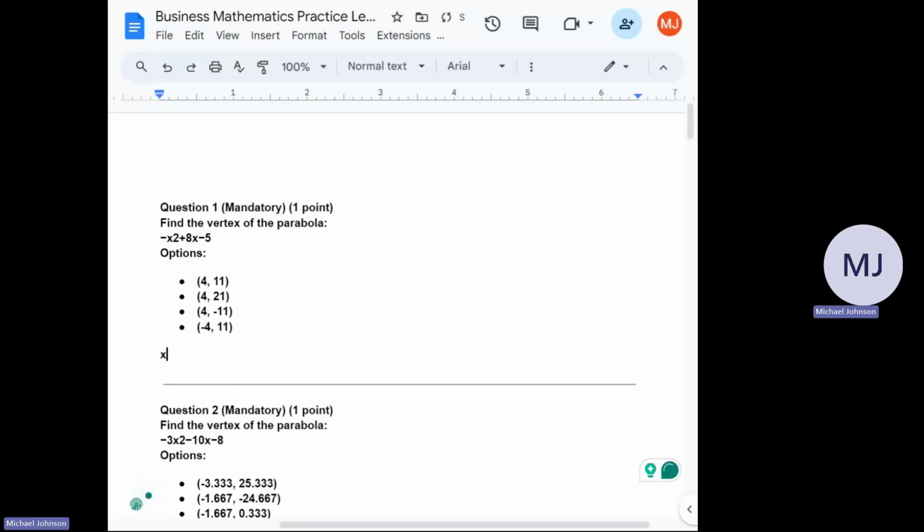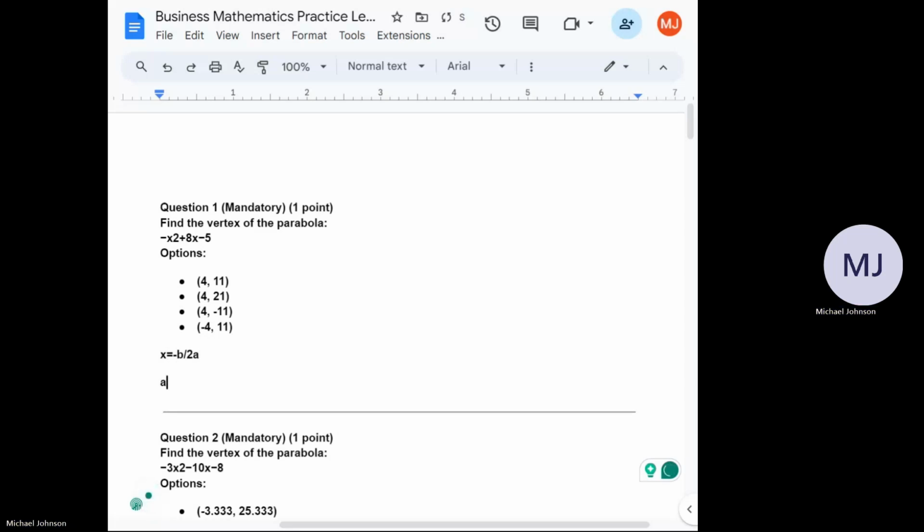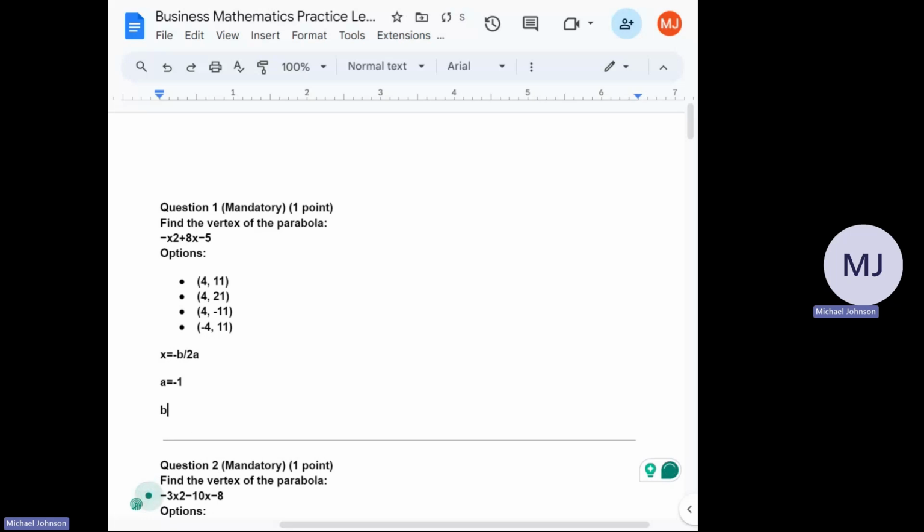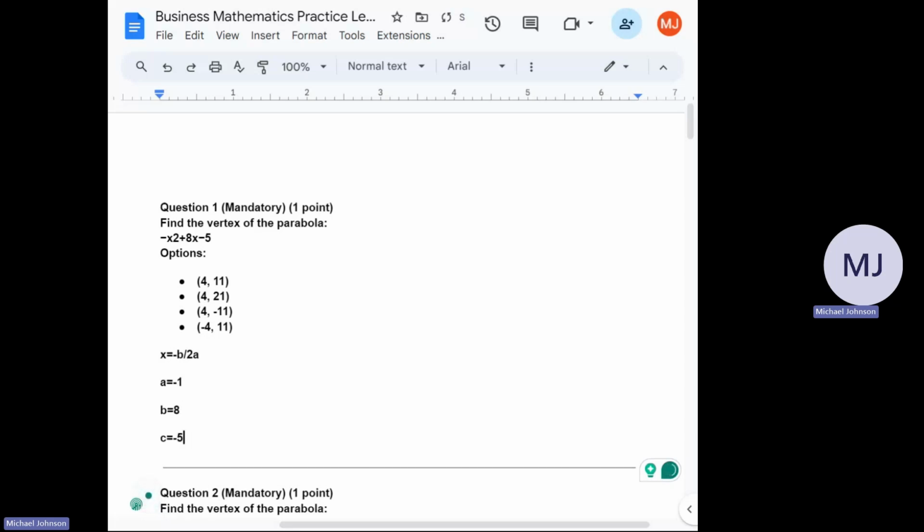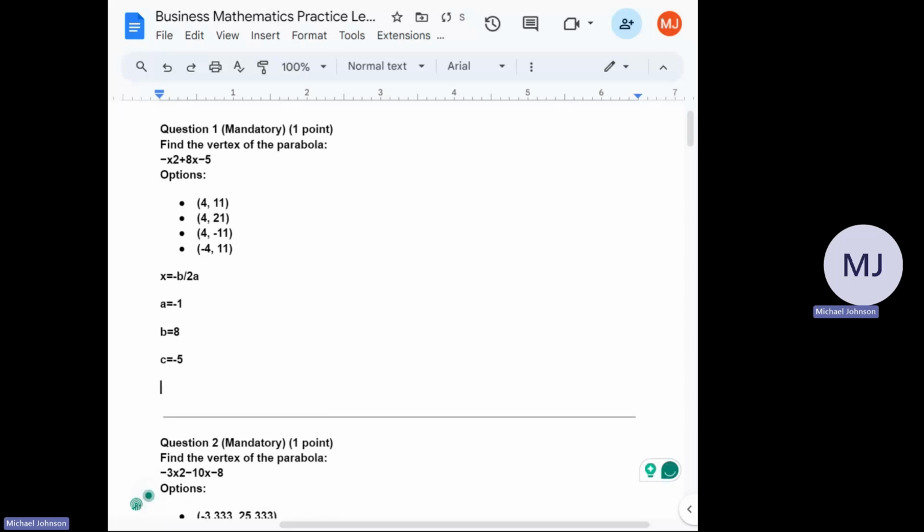You would find x of the vertex equal to negative b divided by 2a. So a would be -1, b would be 8, and c would be -5. So then we put that in here. So x equals -8 divided by 2 times -1. And then we would get 4.